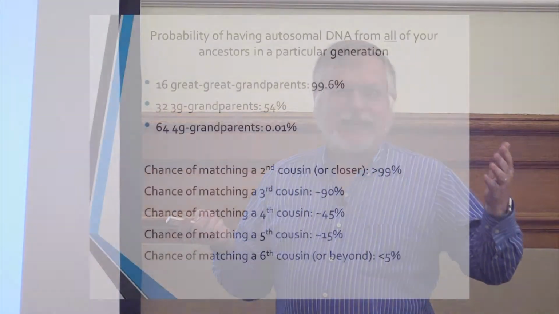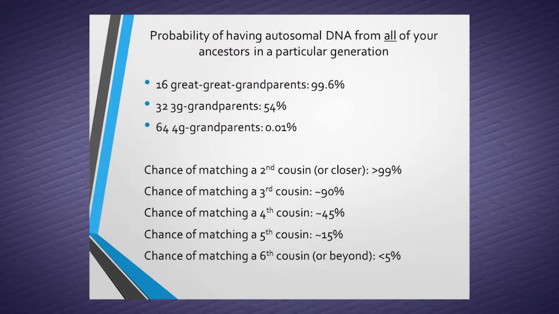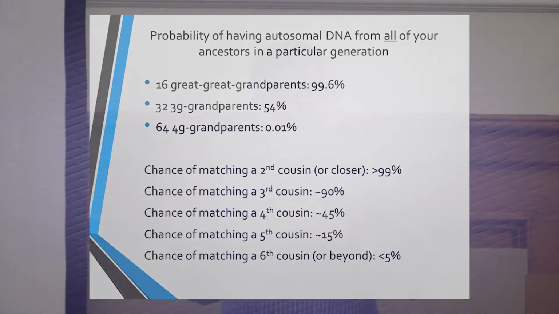So if I get 25% on average from each of my grandparents, that means I get about 12.5% on average from each of my great-grandparents, and about 6% from my great-great-grandparents, and so on. But those are averages. I could get less or more from each of those more distant ancestors.